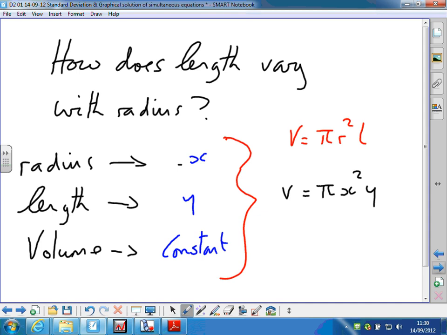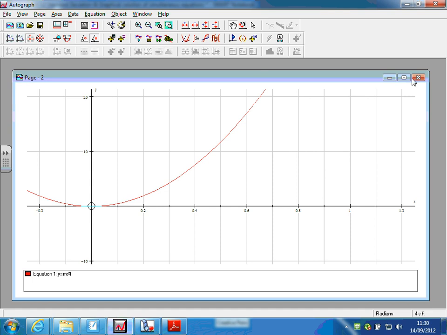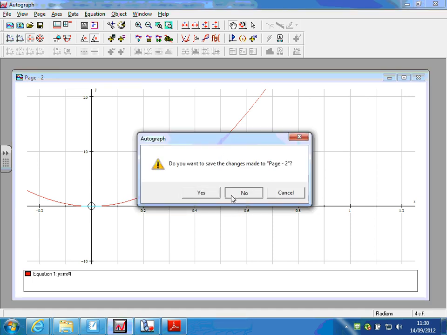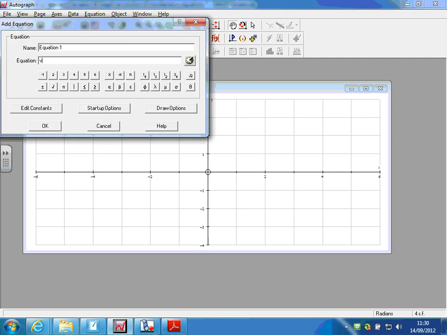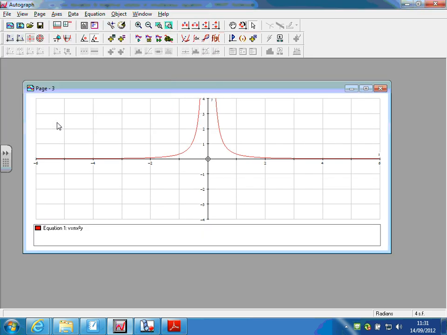So that's what I'm going to type into Autograph: V equals pi x squared y. And then Autograph will ask me, either I can put this value in straight off into the formula, or I can put v equals and then change v using a constant controller. So let's go back to Autograph. Close this page, start a new page. Enter equation. It won't let you put a capital letter in, so small case v equals pi x squared y. Hit OK. And there's the graph.